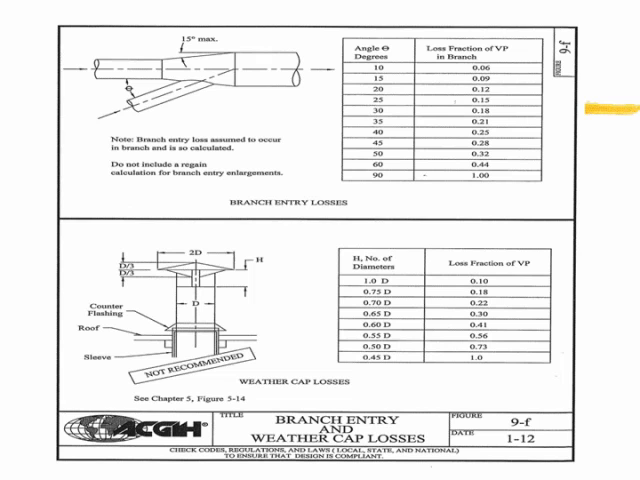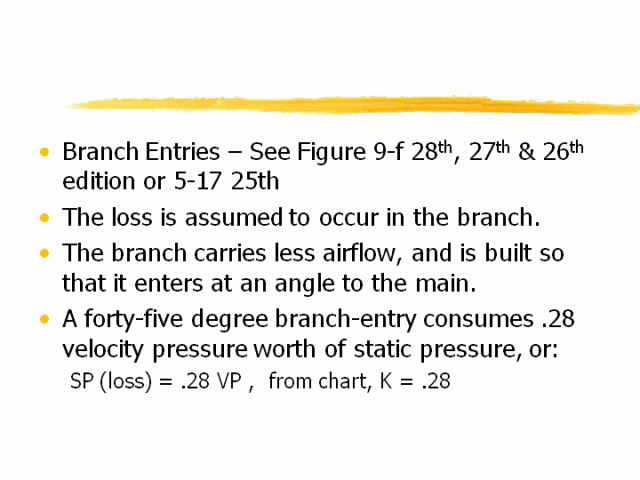So we usually design them between 10 and 35 degrees, if we can, in terms of our entry into our main system. And based on that angle, we find a loss, and we multiply that loss by velocity pressure. And so, again, this is figure 9F, another one that you want to tab. And if you have an older edition, way old, 25th edition, you might find it in figure 517. So we assume this loss to occur in the branch.